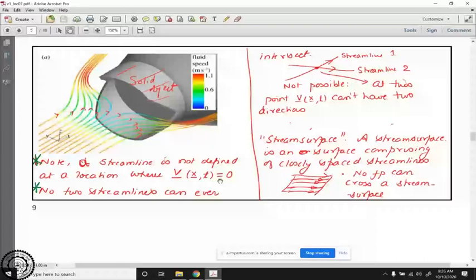The other important point is that no two streamlines can ever intersect. If you see a flow field in which two streamlines are intersecting, then something is wrong, some data is wrong. Why? Because if you allow them to intersect, then at that point, whatever fluid particle is residing there will have two directions of velocity, one tangent to the first streamline, the other tangent to the second streamline, which is physically impossible. So if you see a situation like this, be sure something has gone wrong. Streamlines can never intersect.